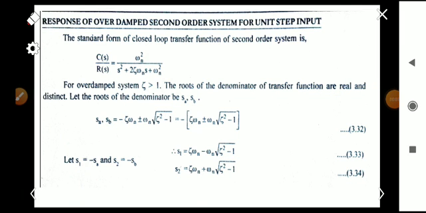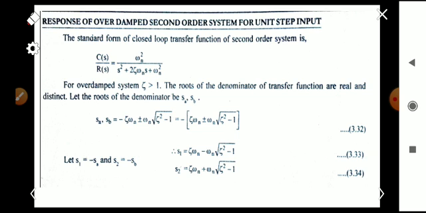Hi everyone. In this video we're going to learn the response of an overdamped second order system for a unit step input. Initially, as in the previous lectures, we start with the transfer function of a second order system, that is C(s)/R(s) equals omega n square divided by s square plus 2 zeta omega n s plus omega n square.